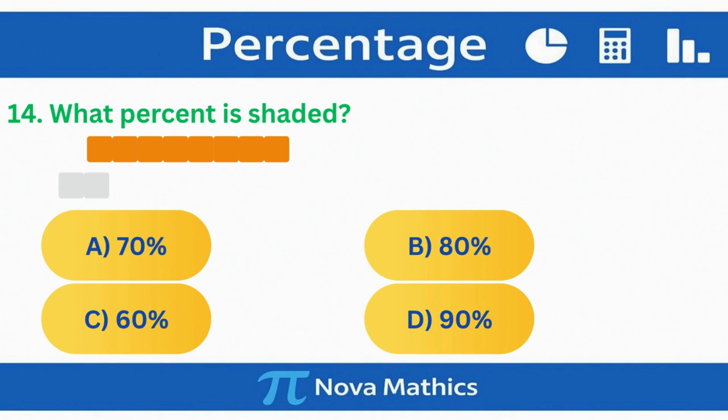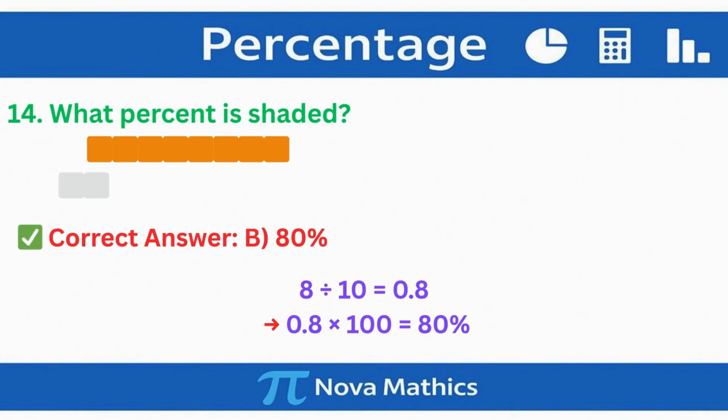14. What percent is shaded? Correct answer is 80%. 8 out of 10 means 80%. Almost all.